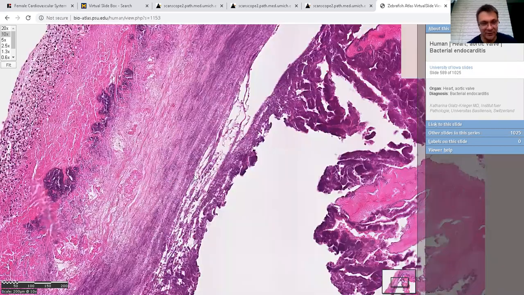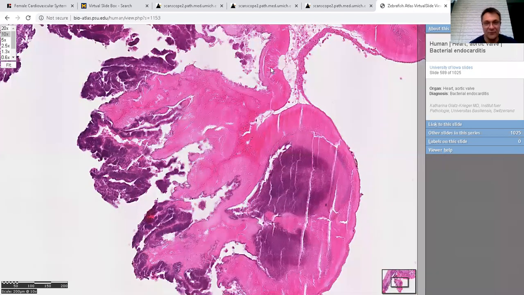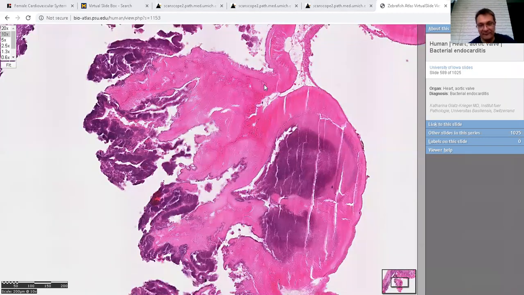the response to this damage is almost immediate. You see the formation of the fibrin thrombi. So together with the colonies of bacteria, we may see the pink substance. That's the fibrin, and these fibrin masses, that's the thrombus. So in fact, we are dealing with mural thrombosis in this case.